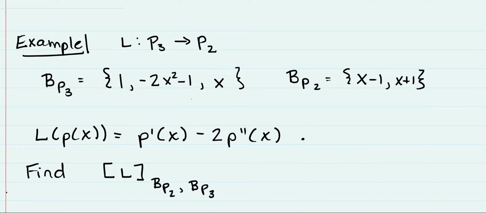The last example I want to show you involving finding a matrix representation of a linear transformation is an example we've kind of seen already. We are going to take P3, which is the polynomials of degree 2 or less, to P2, which is the polynomials of degree 1 or less. And the mapping is going to take any polynomial to its derivative minus 2 times its second derivative. And the basis I want to use for P3 is written right here. And the basis I want to use for P2 is written right here.